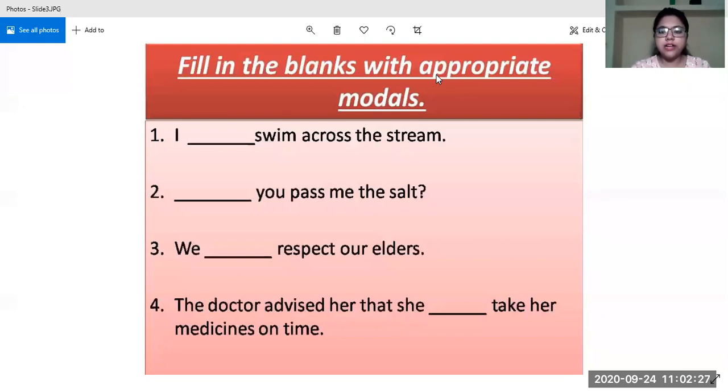Fourth, the doctor advised her that she dash take her medicines. Yes, Arpit. Ma'am, would. What do we use with advice? The doctor is suggesting. Ma'am, could. No. Who can answer? Someone else? Abhineet. Ma'am, can. I've asked Abhineet. Yes, Shubhi. What do you think? It should be must. Come again. Give your answer once again.